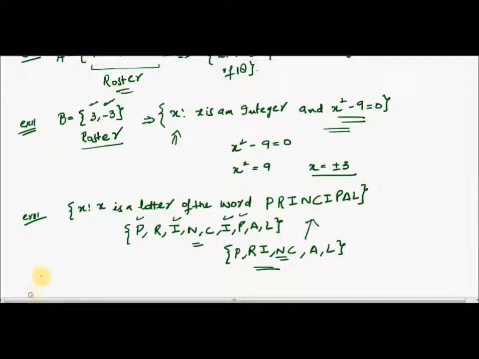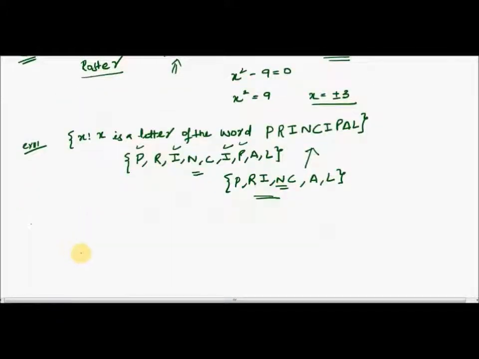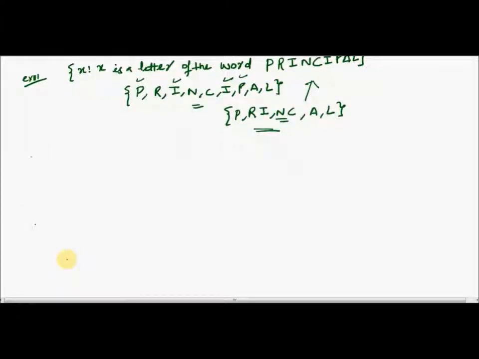right? Now I hope you have understood this. Now let's move ahead and let's talk about the types of sets. So we have types of sets. The first type of set is simply empty set.